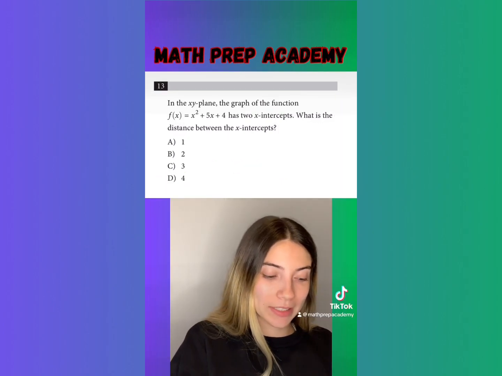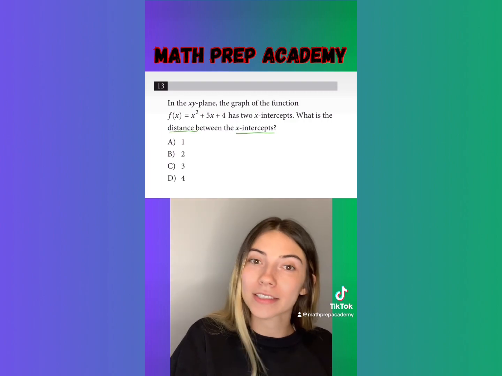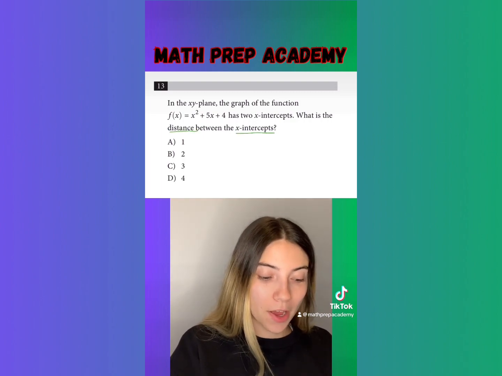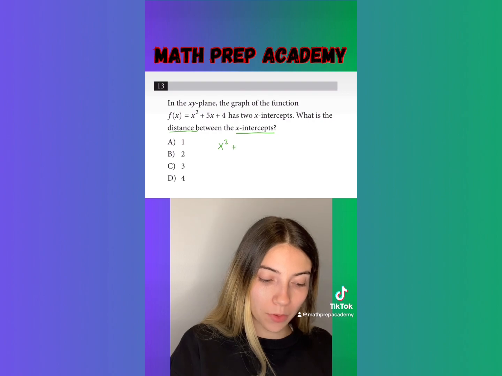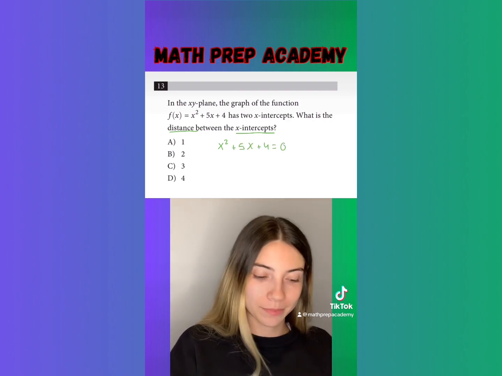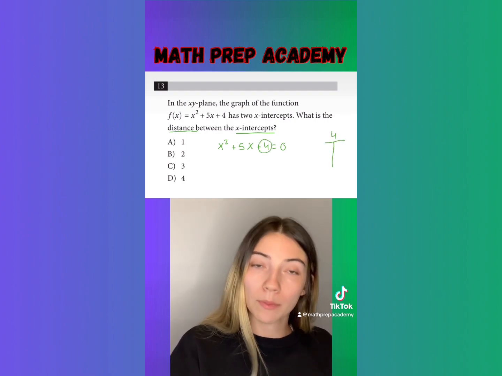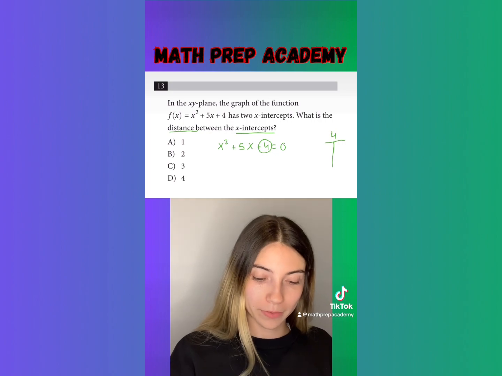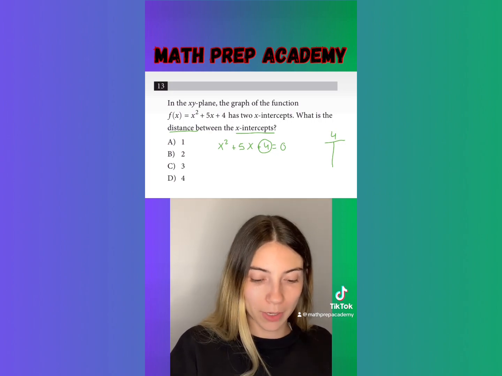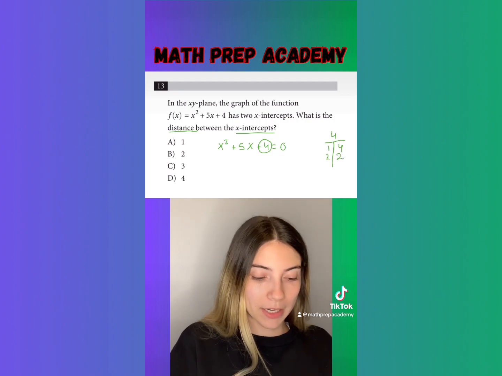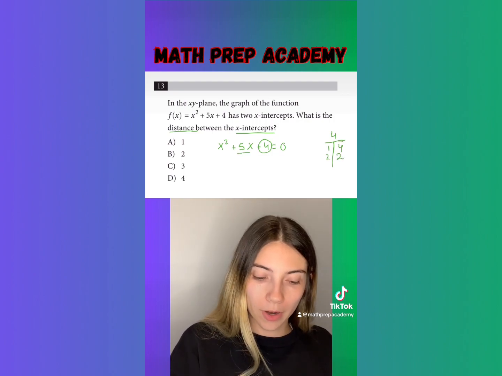Do you know how to answer this question right here? Well, they're asking what is the distance between the two x-intercepts. So to find the two x-intercepts, we can set the equation equal to 0. And to solve for it, we can factor. So we can grab the number 4, put it on the side, and we need two numbers that multiply to 4 and add up to 5. So the only numbers that multiply to 4 are either 1 and 4 or 2 and 2. And because they need to add up to 5, we can grab 1 and 4.